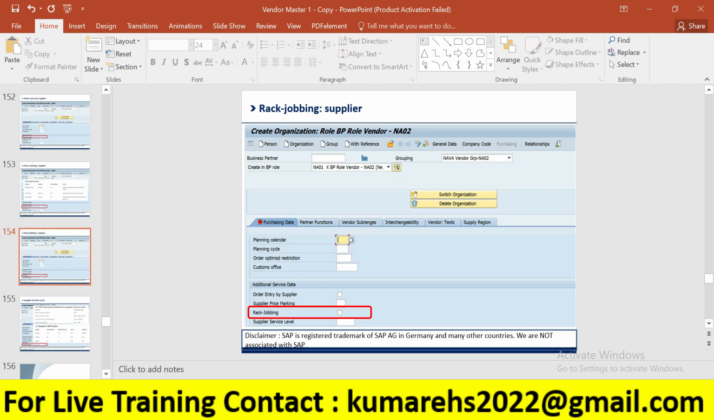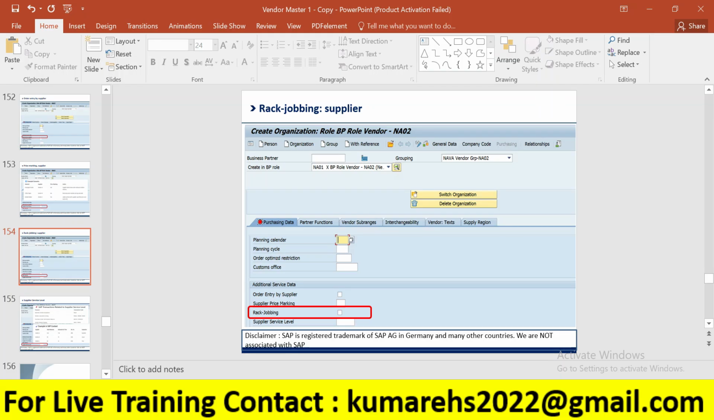Rack jobbing supplier in SAP refers to a process in material management and retail logistics where a supplier is responsible for managing inventory and replenishment directly on the retail shelves or racks. So the definition: rack jobbing is a retail practice where the supplier stocks, maintains and manages product on retail shelves. In SAP, the rack jobbing indicator for a supplier identifies vendors who are responsible for this activity. Common in fast moving consumer products, FMCG, convenience stores or supermarkets.